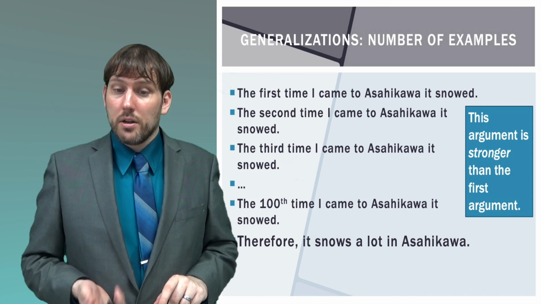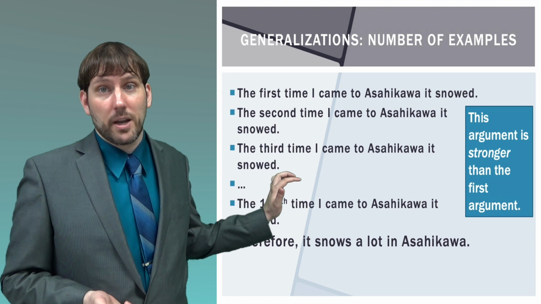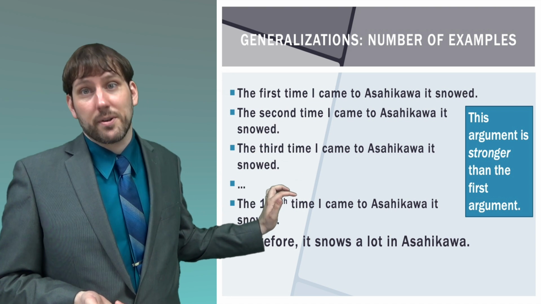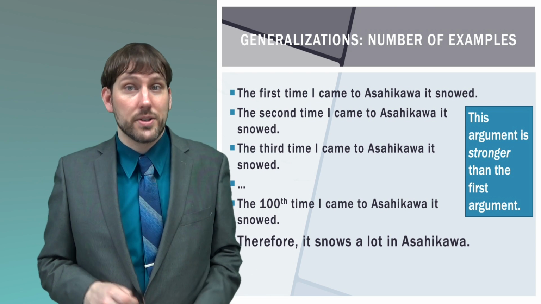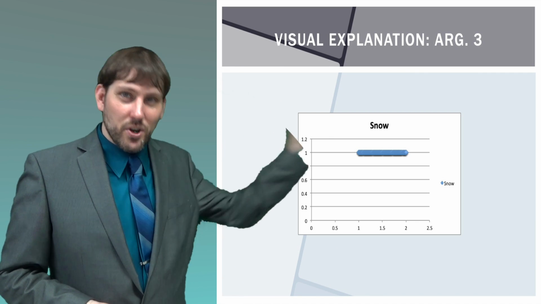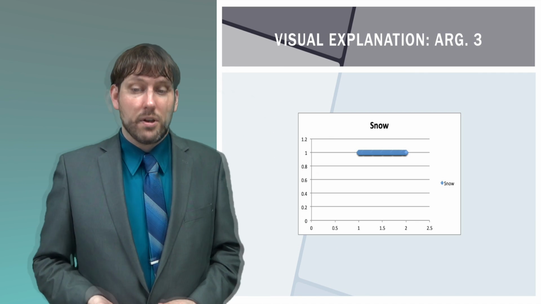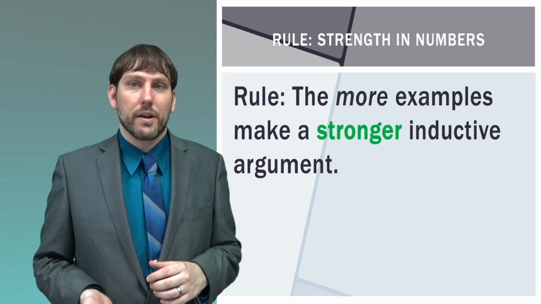We can make it stronger. The first time I came to Asahikawa, it snowed. The second time I came to Asahikawa, it snowed. The third time, it snowed. The 4th time, it snowed. On and on and on. The 100th time I came to Asahikawa, it snowed. Therefore, it snows a lot in Asahikawa. This is much stronger because we have much more data. So if we looked at it this way, we would have this giant chart of everything just going straight across. So this is one of our rules. The more examples make a stronger inductive argument.